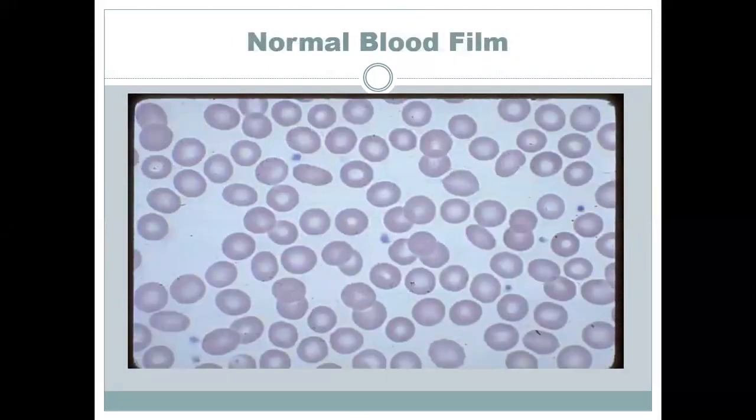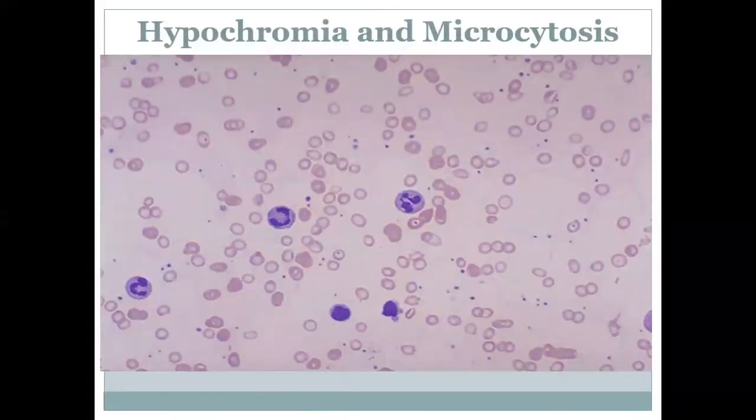This is a normal blood film, the red blood cells, so concentrate on them. And this is a blood film of a patient with iron deficiency anemia. You see that the red blood cells are small and they are pale.